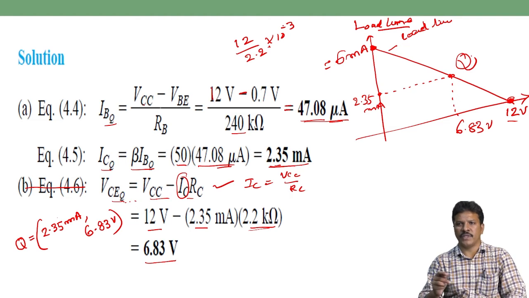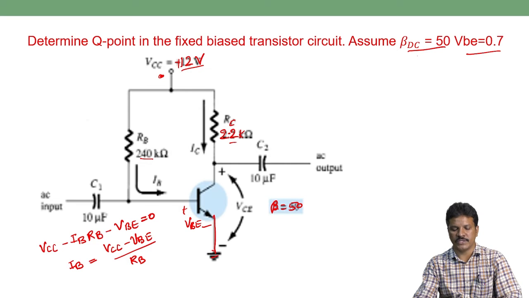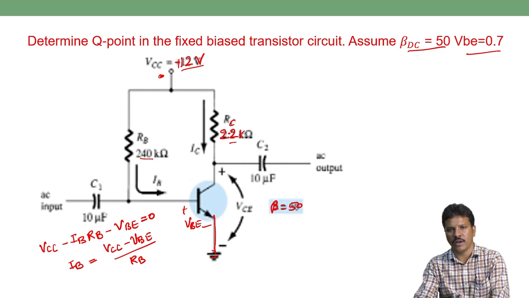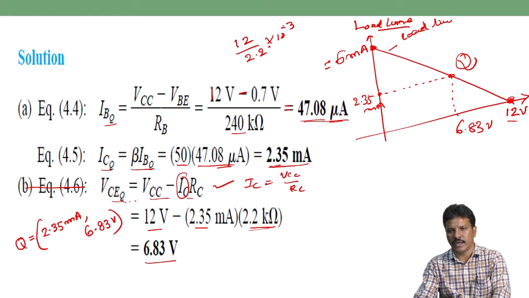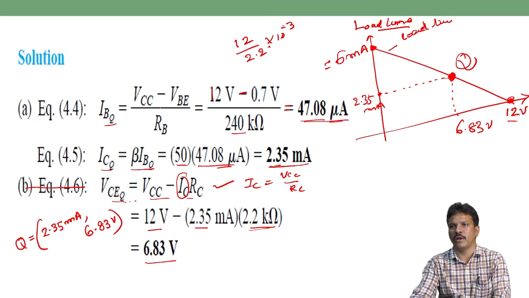In the examination, if they ask to find out the Q point and load line for this fixed bias network, you have to apply the Kirchhoff voltage law at the input side to get IB, and then find IC by multiplying beta: beta IB is equal to IC. Then apply the Kirchhoff voltage law at the output loop to get VCQ, and draw the load line by substituting the x variable to get the y point, and the y variable to get the x point, and join the load line and draw the Q point for this particular problem.